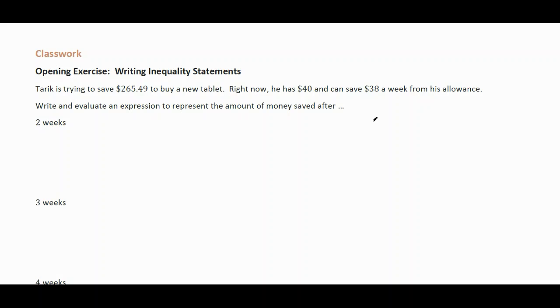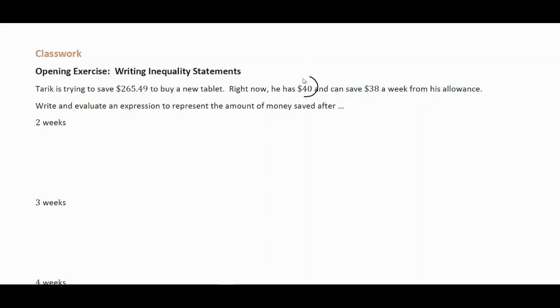So for this one, we have here Tariq is trying to save $265.49 to buy a new tablet. Right now, he has $40 and can save $38 a week from his allowance. Write and evaluate an expression to represent the amount of money saved after a given number of weeks. Before we start, I want you to make sure that we create the expression first.